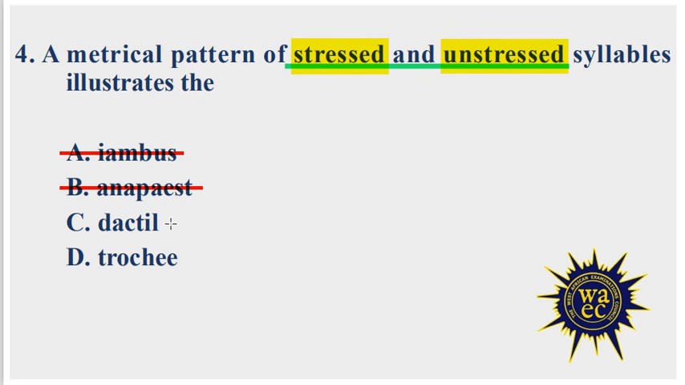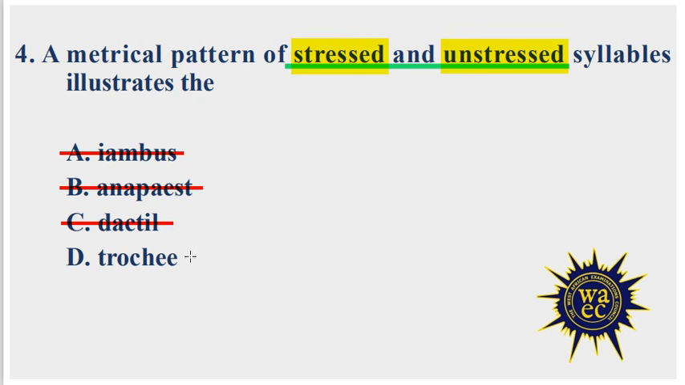Dactyl also consists of 3 syllables. It has 1 stressed syllable at the beginning, followed by 2 unstressed syllables. In Dactyl, the first syllable is stressed, while the remaining 2 syllables are unstressed. So it is not Dactyl.